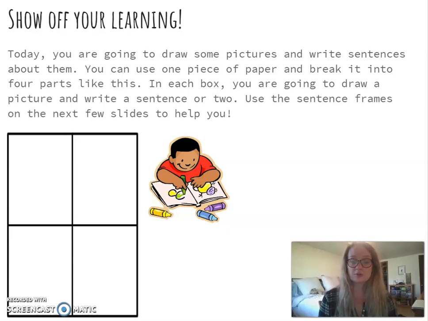Make sure you use the sentence frames that will be in the video to help you with each box. You should pause the video on each section so that you can look at the sentence frames and the word banks while you are writing. This will help make sure you are using your best spelling and that you are forming correct English sentences. Let's go ahead and get started.